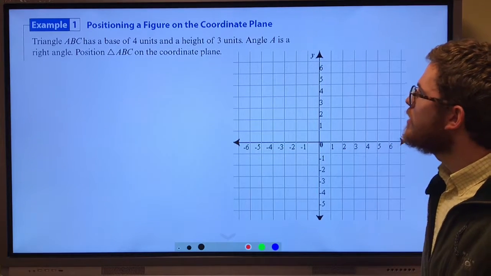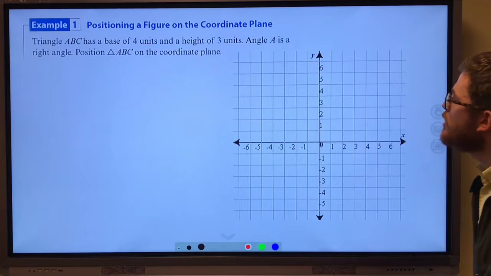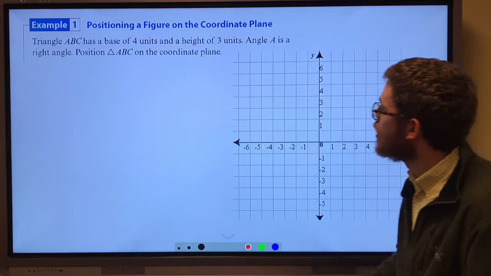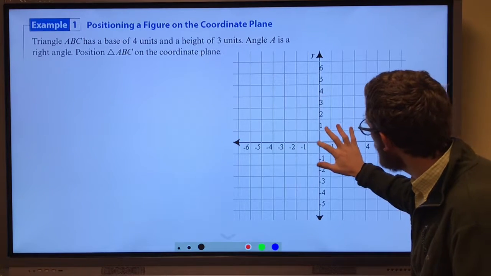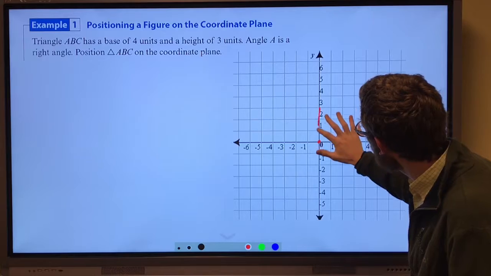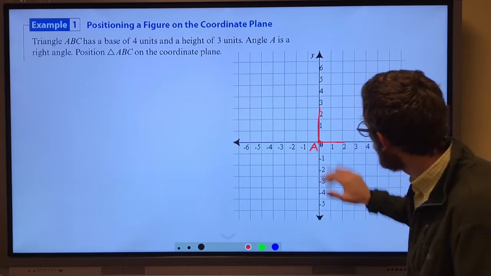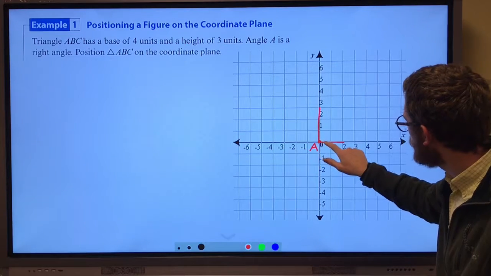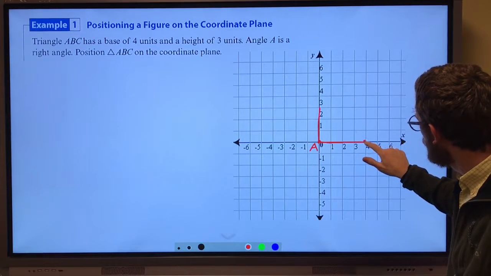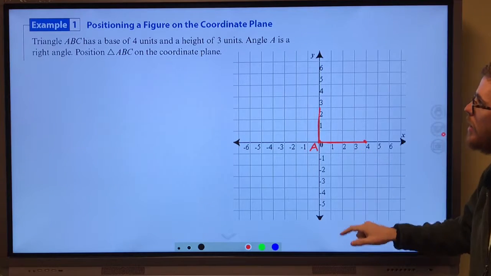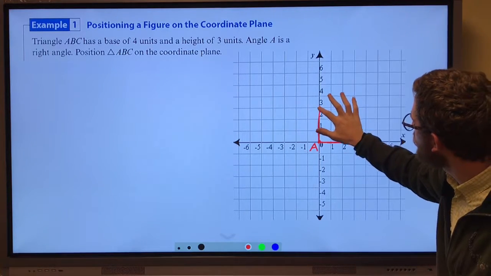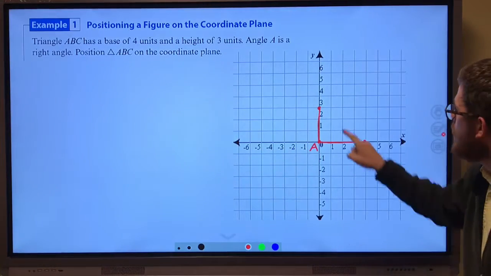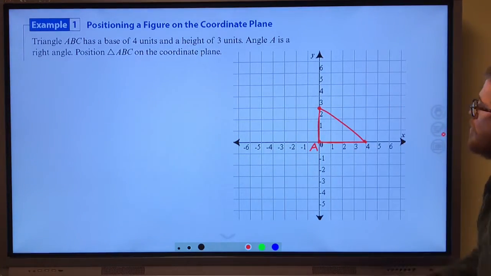Here it says triangle ABC has a base of 4 units, a height of 3 units. Angle A is a right angle. Position this triangle on the coordinate plane. Well, if angle A is a right angle, it makes sense for me to make angle A right there at the origin. It says the base is 4 units, so I'm going to make the base go out 4 units. All right, and there's a height of 3 units, so I'm going to stop it right there at 3. And I connect these, and look, I've made a triangle.